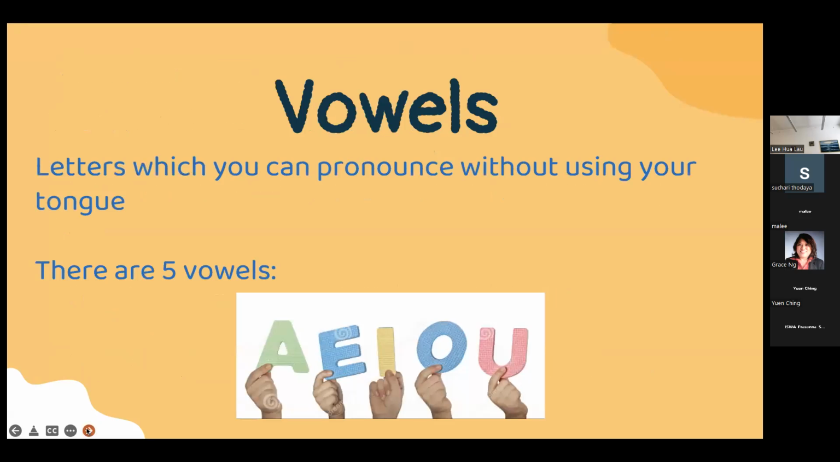So now we move on to vowel sounds. What are vowels? Vowels are actually letters which you can pronounce without using your tongue. So there are 5 vowels. When you pronounce A, there's no obstruction. Your tongue is still not moving. So you pronounce A, E, I, O, U. All these 5 letters, your tongue does not need to move. So those are vowels.